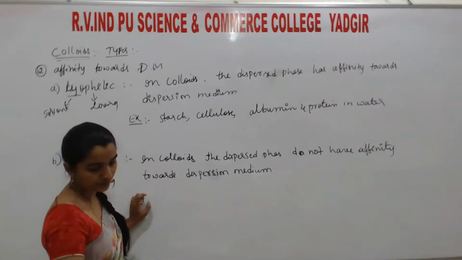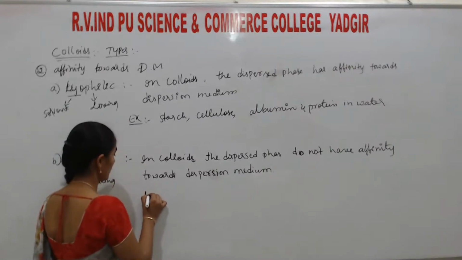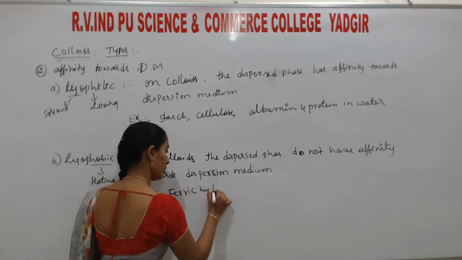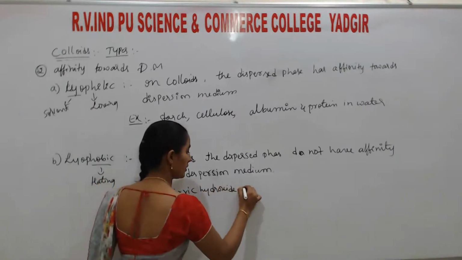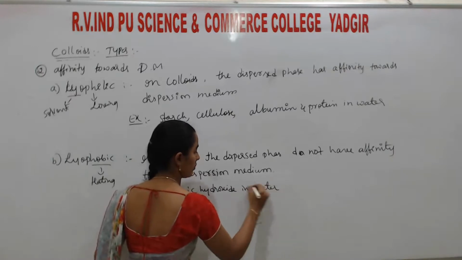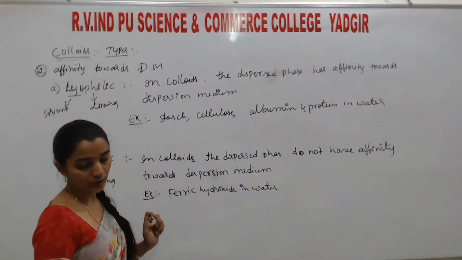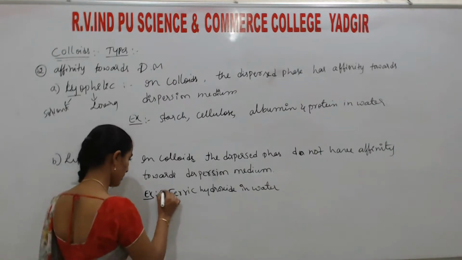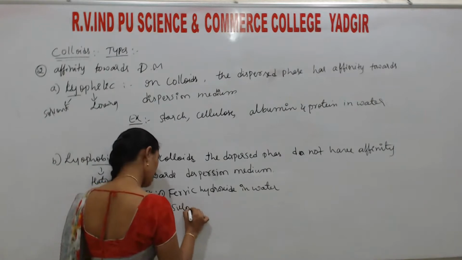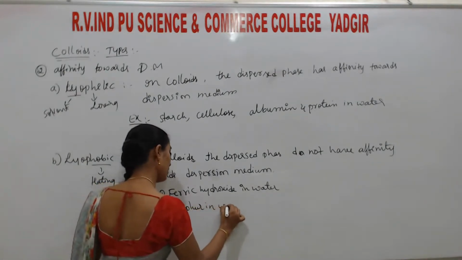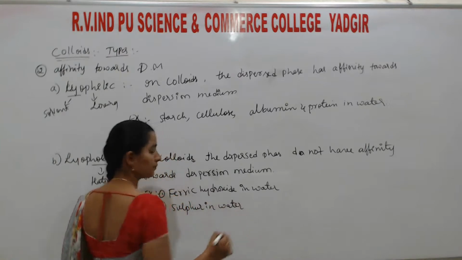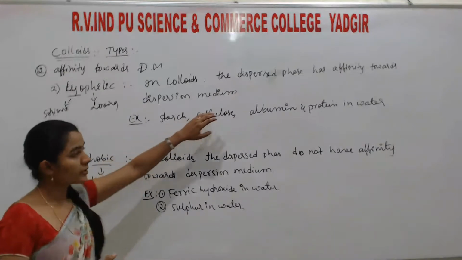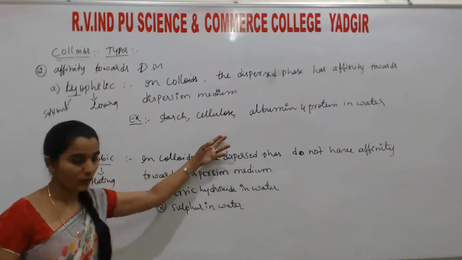So for this example, ferric hydroxide in water. Ferric hydroxide in water. Or first one, second one, sulfur in water. Understand? So students, listen here. These have affinity towards water. Of course, they easily dissolve in water.